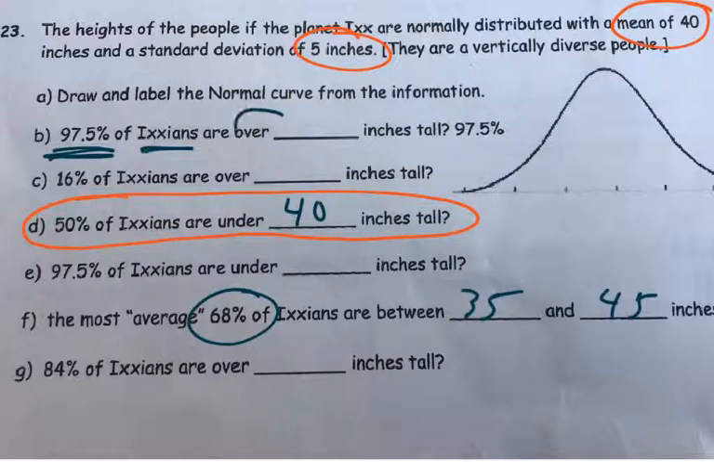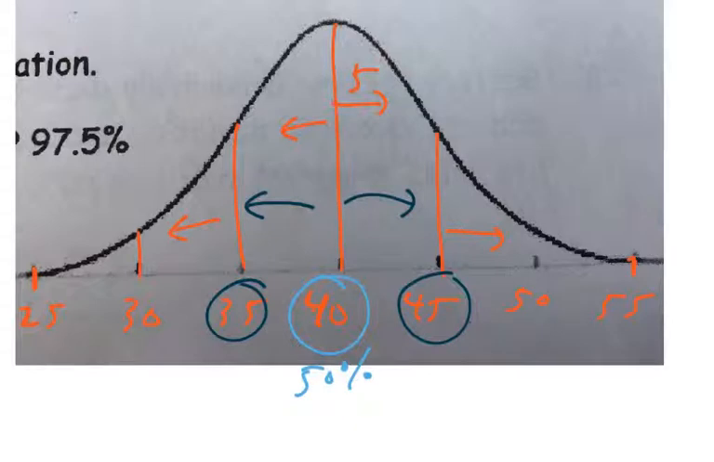97.5% of Ixians are over what value? Okay. So let's think about that. For there to be 97.5% over, that means we're down here at the 2.5% mark, right? Let's go ahead and follow the empirical rule roughly and see if these numbers kind of mesh.